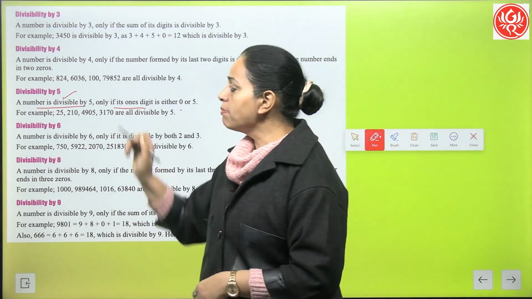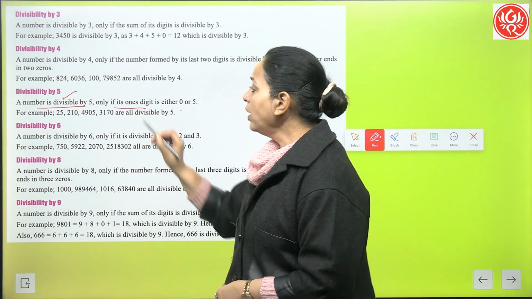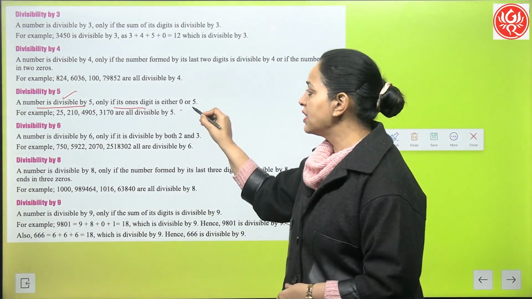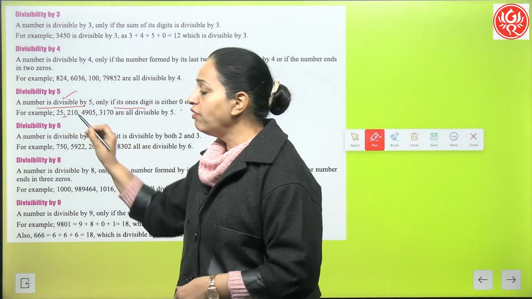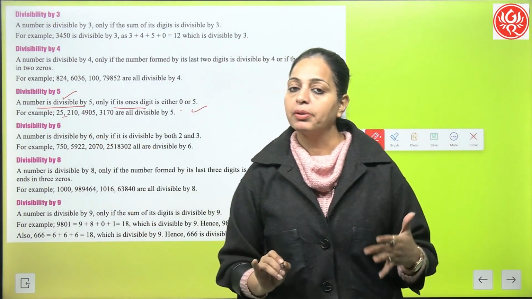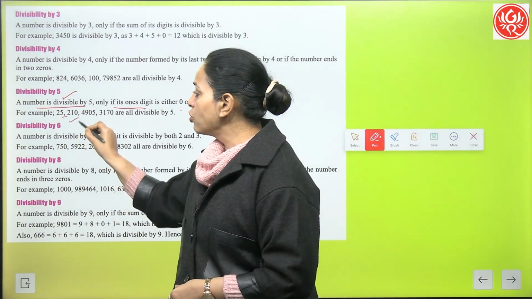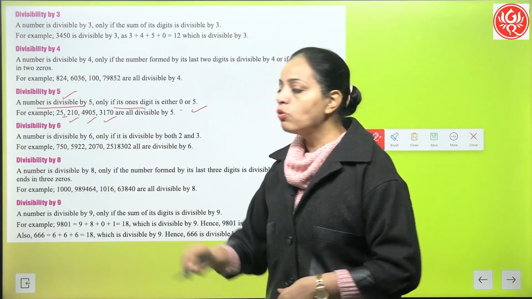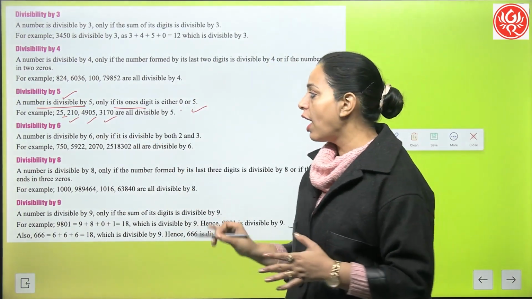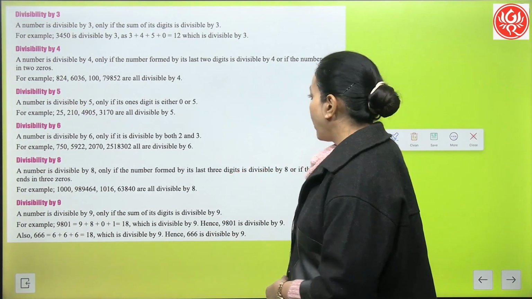So these all numbers are divisible by 4. Next, divisibility by 5. A number is divisible by 5 only if its ones digit is either 0 or 5. अगर ones digit 5 या 0 है, then that number is divisible by 5. For example, 25, 210, 4905, 3170. All are divisible by 5. Okay. Now divisibility by 6.